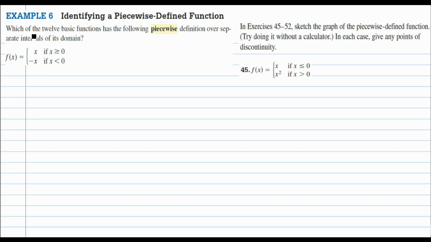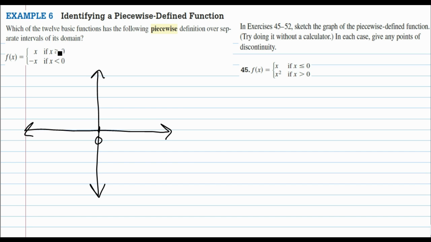The example asks me to find which of the 12 basic functions has the following piecewise function definition over separate intervals of its domain. So I need to sketch this first to see what it looks like before I can identify which basic function it looks like. Let's see, so one piece starts at x equals 0, and that's where the other one leaves off. The boundary is basically the y-axis.